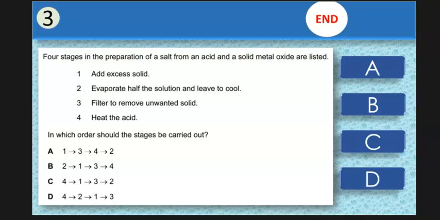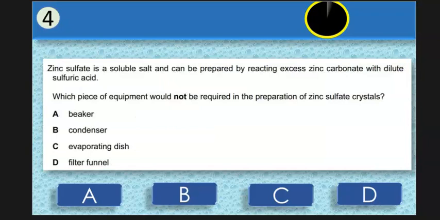Okay, question 4. Zinc sulfate is a soluble salt and can be prepared by reacting excess zinc carbonate with dilute sulfuric acid. Which piece of apparatus or equipment would not be required in the preparation of zinc sulfate crystals? Beaker, condenser, evaporating dish, filter funnel.